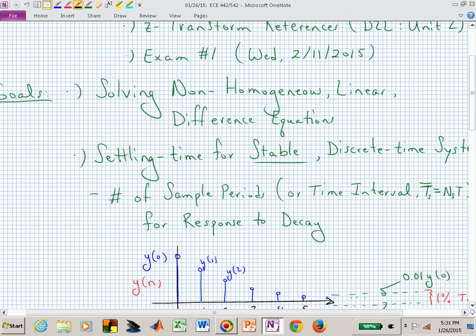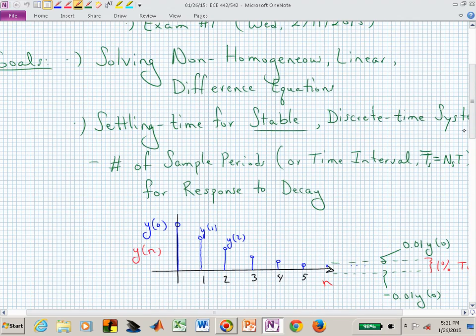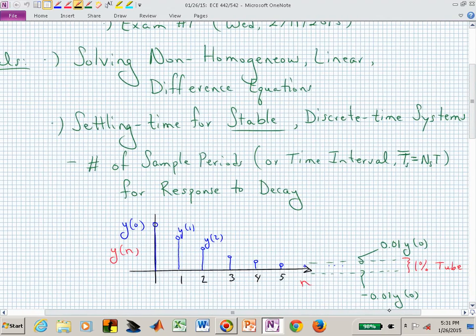Our first exam may seem a long way off, but 2 weeks from Wednesday we'll have our first exam. That's the 11th of February. I'm just trying to give you a heads up, meaning it won't catch you by surprise is the plan.